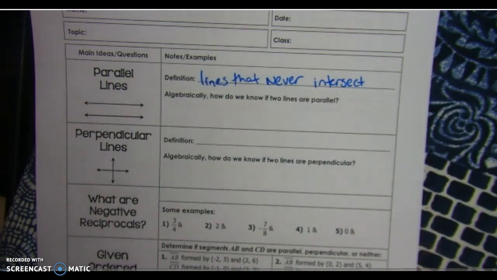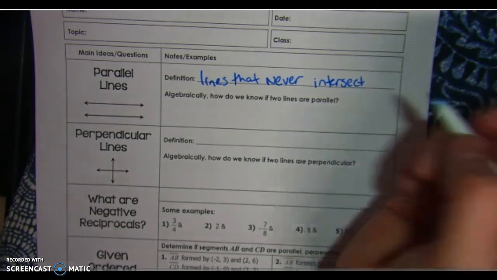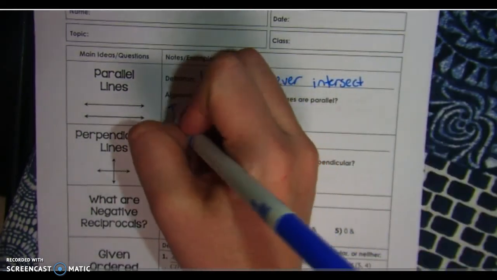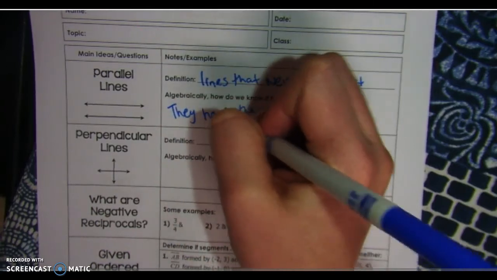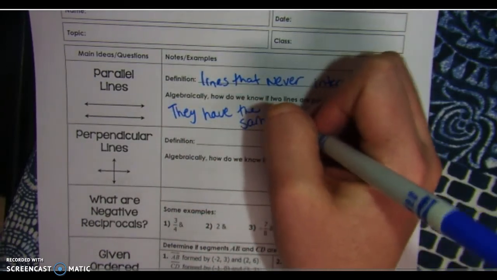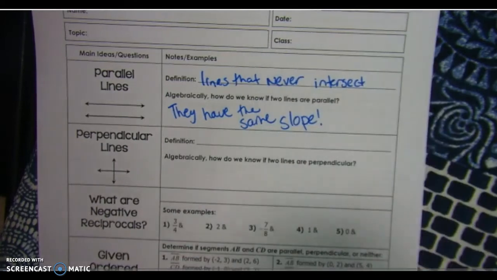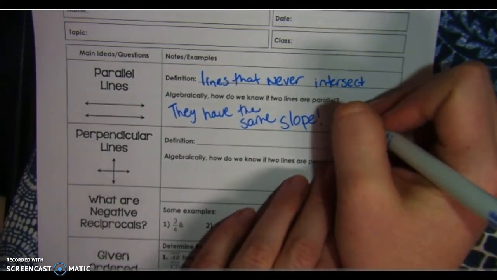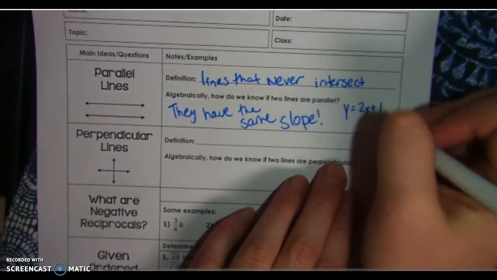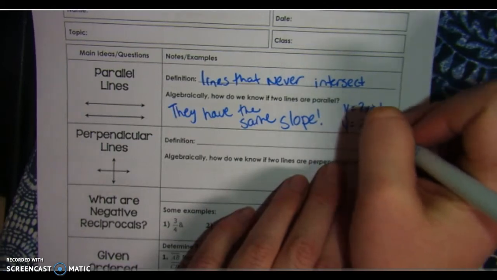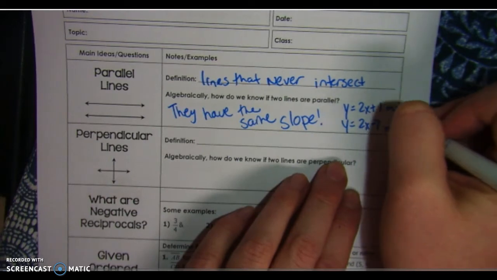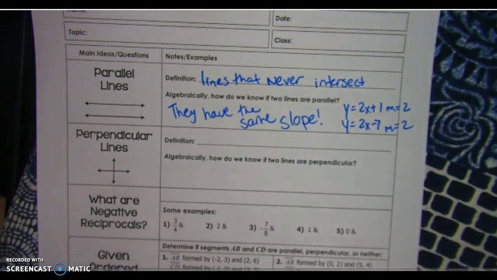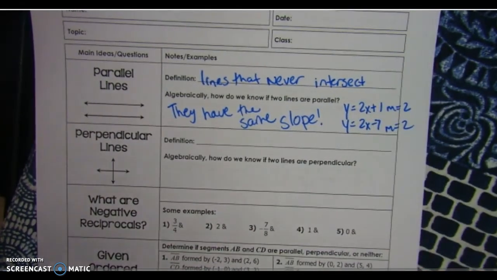All right, algebraically, we know when they're parallel when they have the same slope. Okay, so here, in this equation, we have y equals 2x plus 1 and y equals 2x minus 7. My m here equals 2 and my m here equals 2. So they're the same, so we know they're parallel.